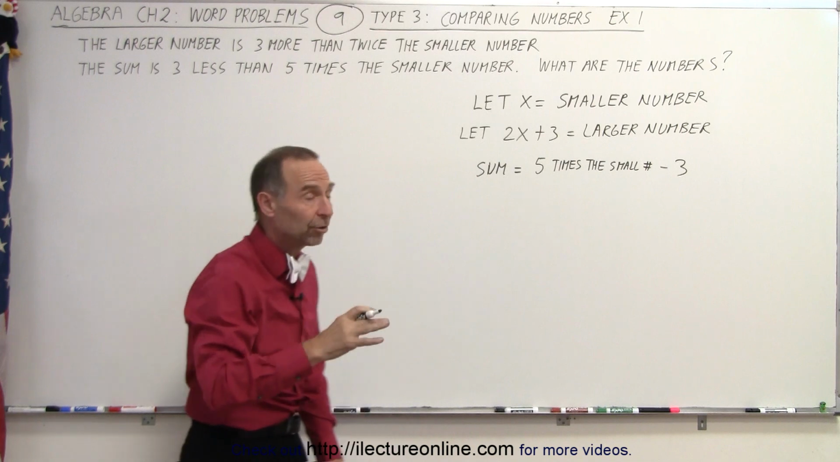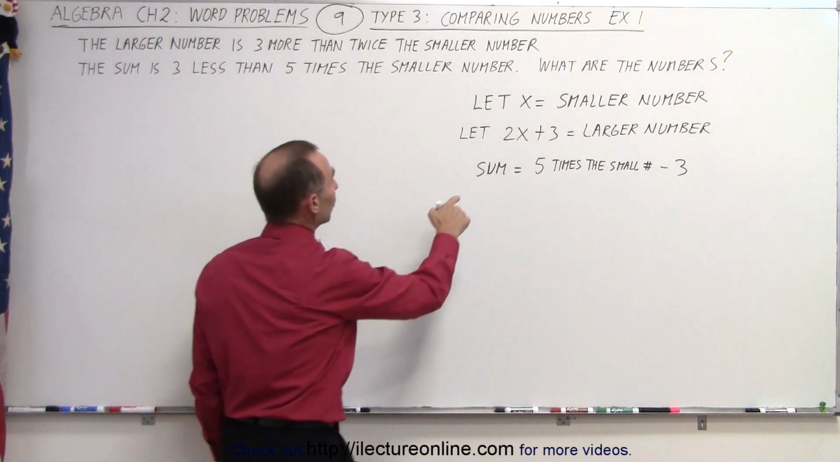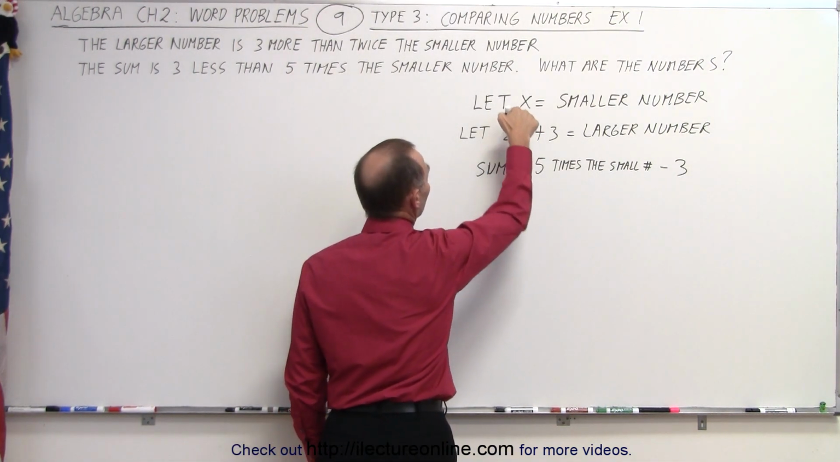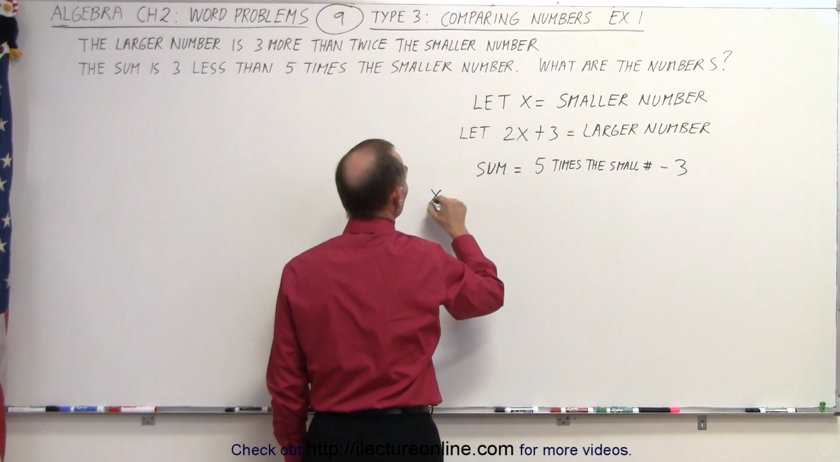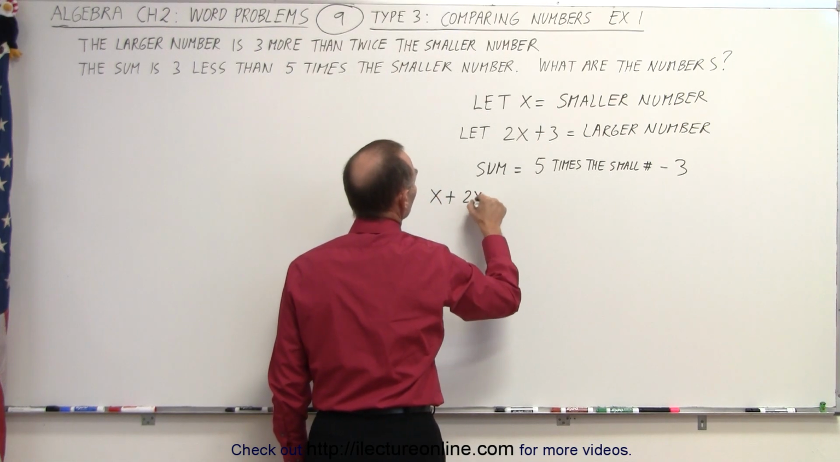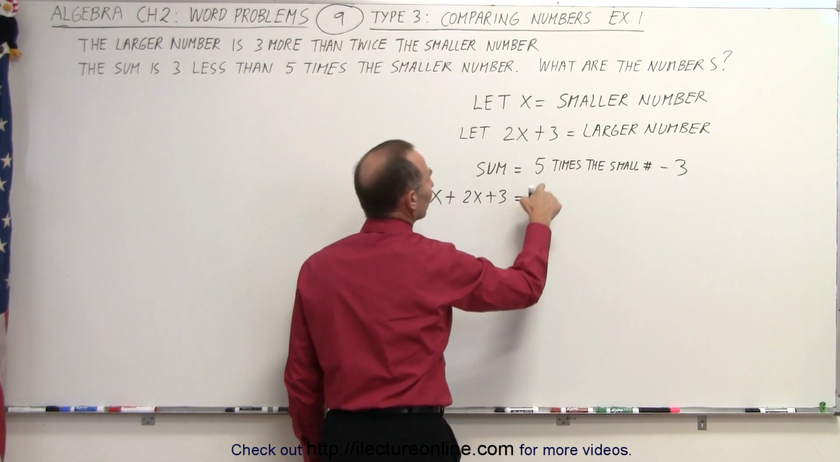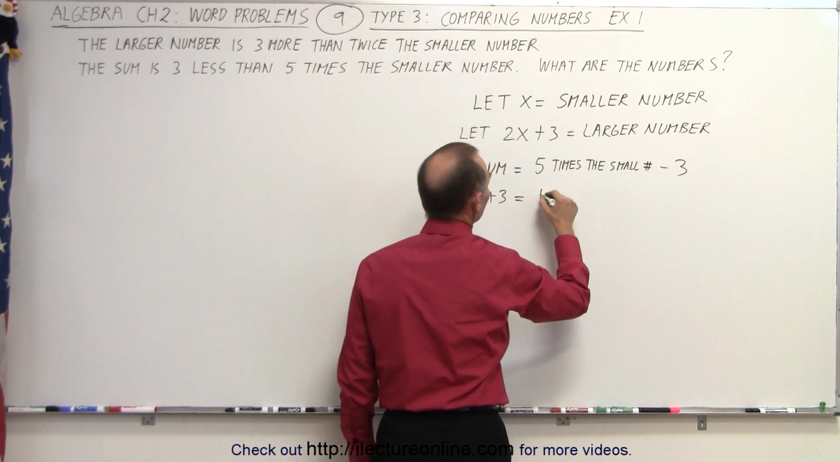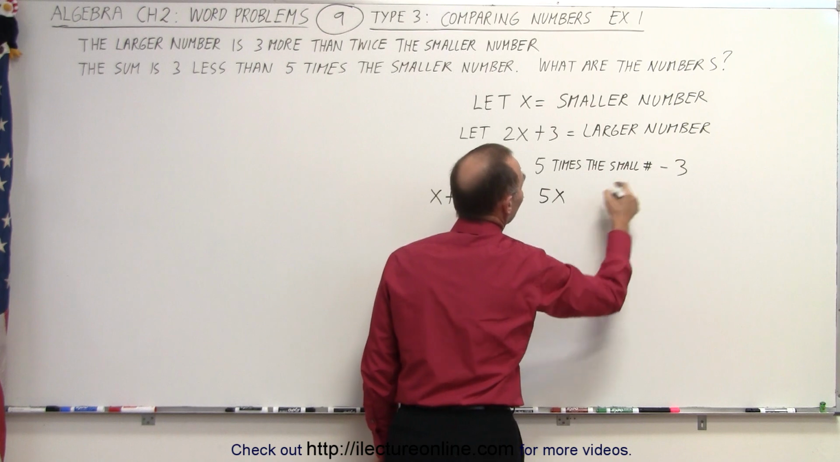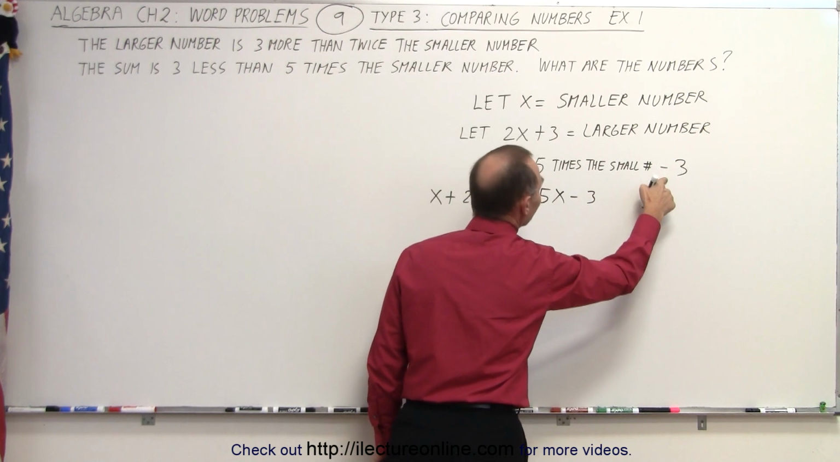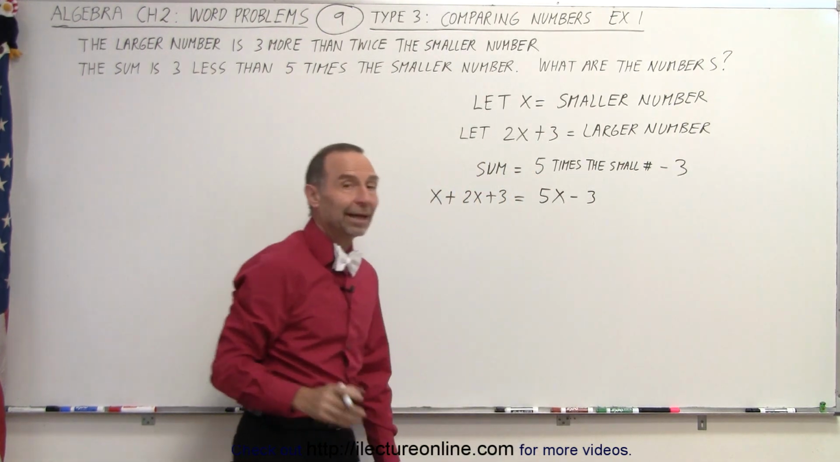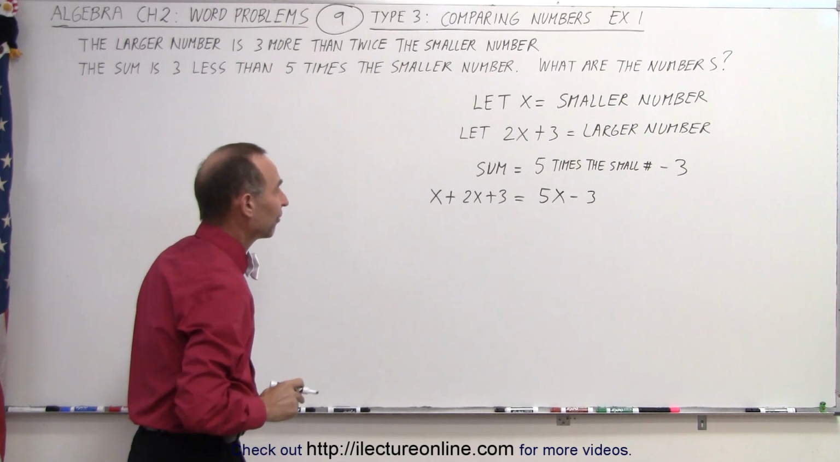So the sum of the two is 3 less than 5 times the small number. All right, now we're ready to make an equation out of that. The sum of the two would be the small number plus the large number. So that would be x plus 2x plus 3. So that's the sum of the two numbers, which is equal to 5 times the small number, that would be 5 times x, minus 3 because it's 3 less than 5 times the small number.